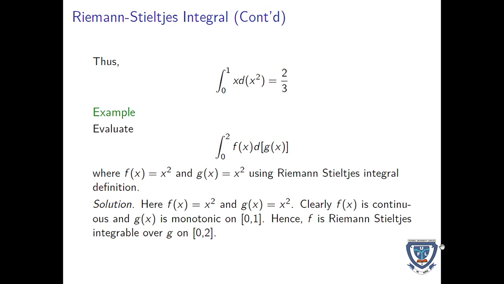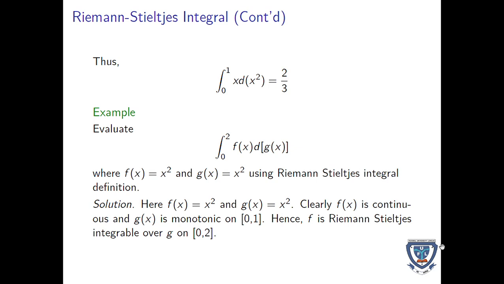So according to the Riemann-Stieltjes integral, the function is Riemann-Stieltjes integrable and the integral is 2 over 3. Now let's look at another example. Evaluate the integral from 0 to 2 of f(x) dg(x), where f(x) is x squared and g(x) is x squared, using the Riemann-Stieltjes integral definition.